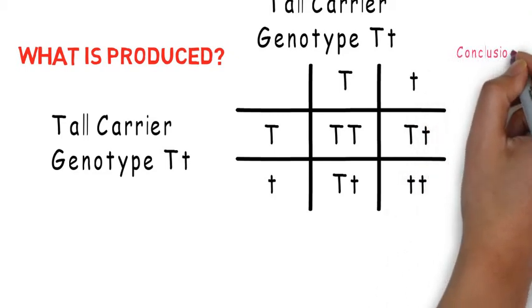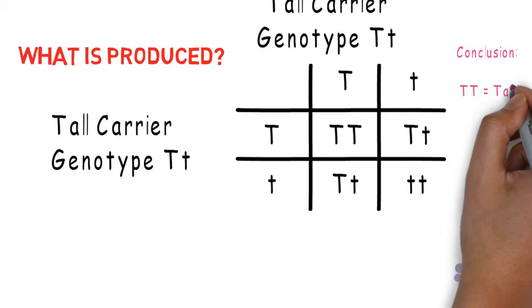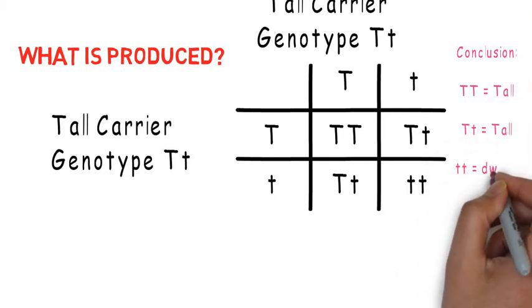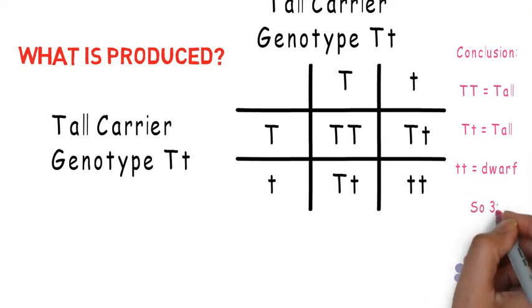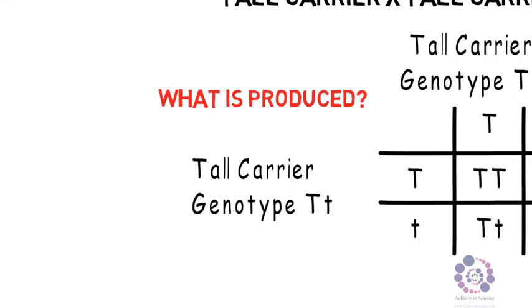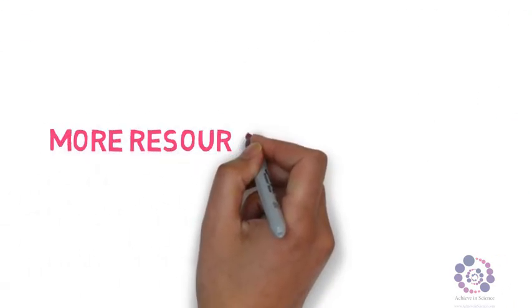Now, in conclusion, we can see if they've got the genotype capital T, capital T, they'll be tall. If they've got the genotype capital T, lowercase t, they'll be tall. If they've got two recessive alleles, they'll be dwarf. And in this situation, we can see that there is a 3-to-1 ratio of them being tall to being dwarf.